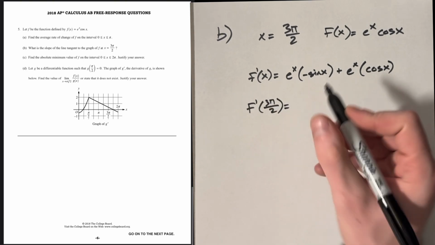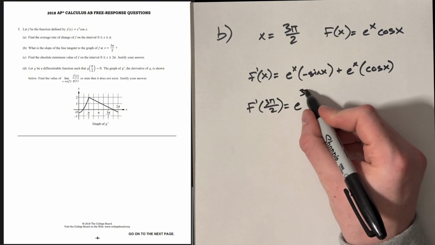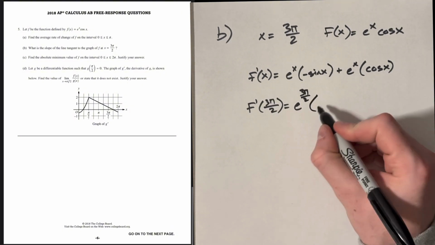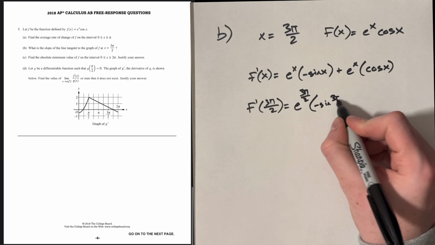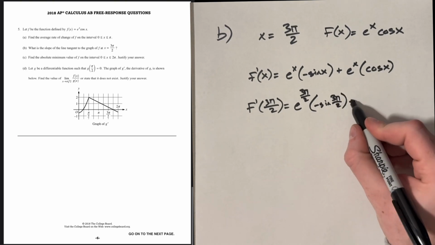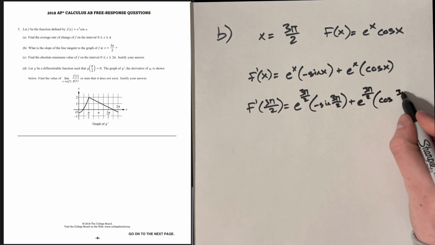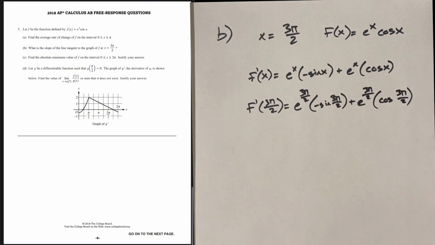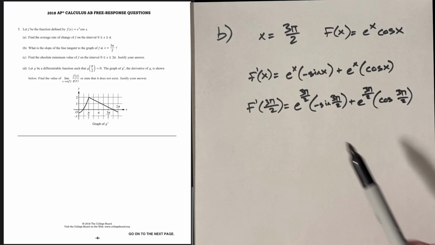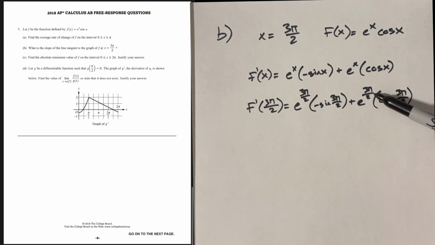So f prime of 3 pi over 2 will be e to the 3 pi over 2, which is really ugly once again, times the negative sine of 3 pi over 2, plus e to the 3 pi over 2 times the cosine of 3 pi over 2. Now we're going to get a little bit lucky here, because of these cosine values. Once again, just like part A, we have e raised to another constant, so that's just going to keep its same value. But for these trig functions, the cosine of any pi over 2 value is equal to 0.